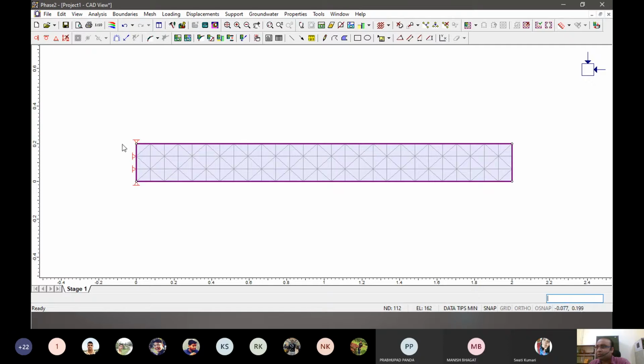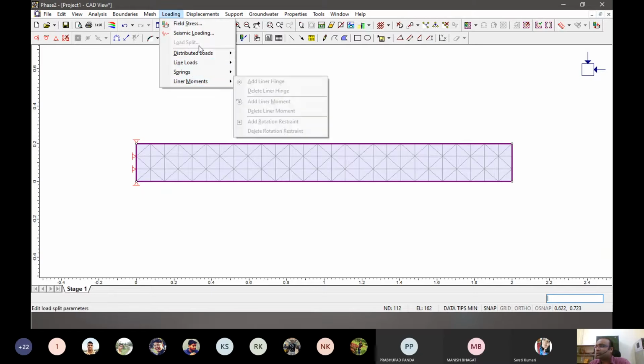Okay, so one side is done. On the other side we put the loading. In loading, we have so many loadings. So we are going for field stresses.